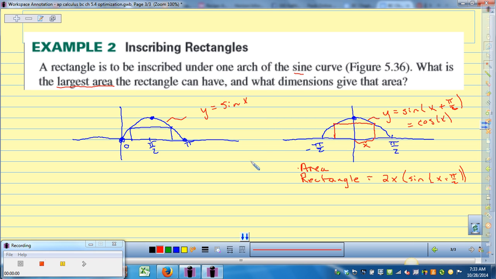It would be good if some did it with cosine x, some did it with sine of pi over x plus pi half. Let's see it both ways. Okay, so working on the solution up here.